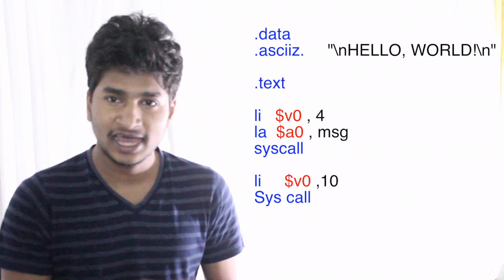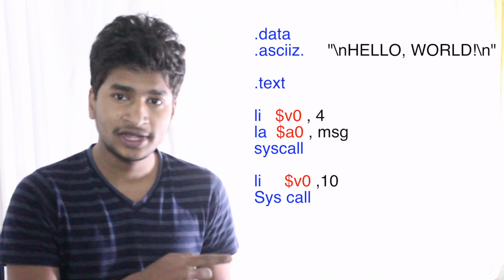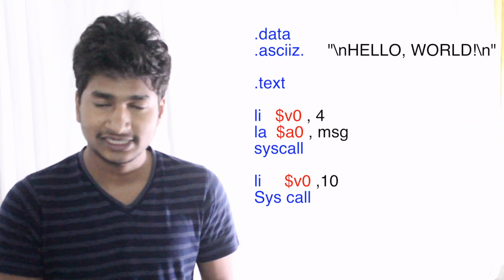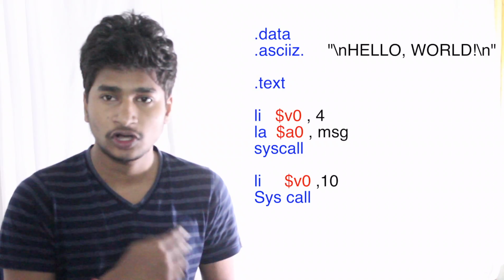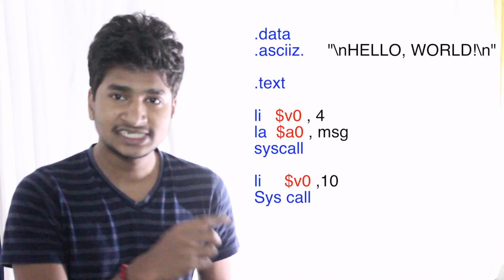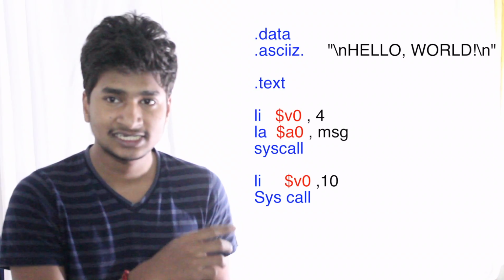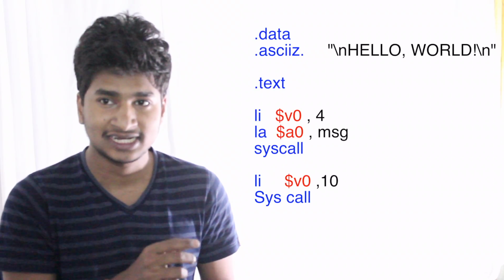Every MIPS program has two sections: the .data section and the .text section. The .data section holds all the variables and data. So we initialize with .data. This code just begins a data declaration section.